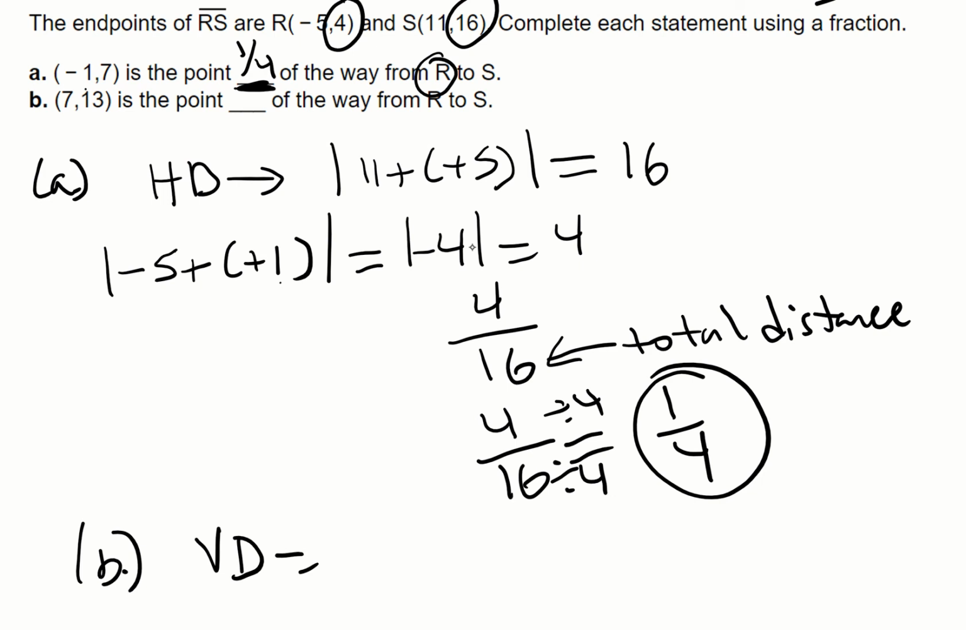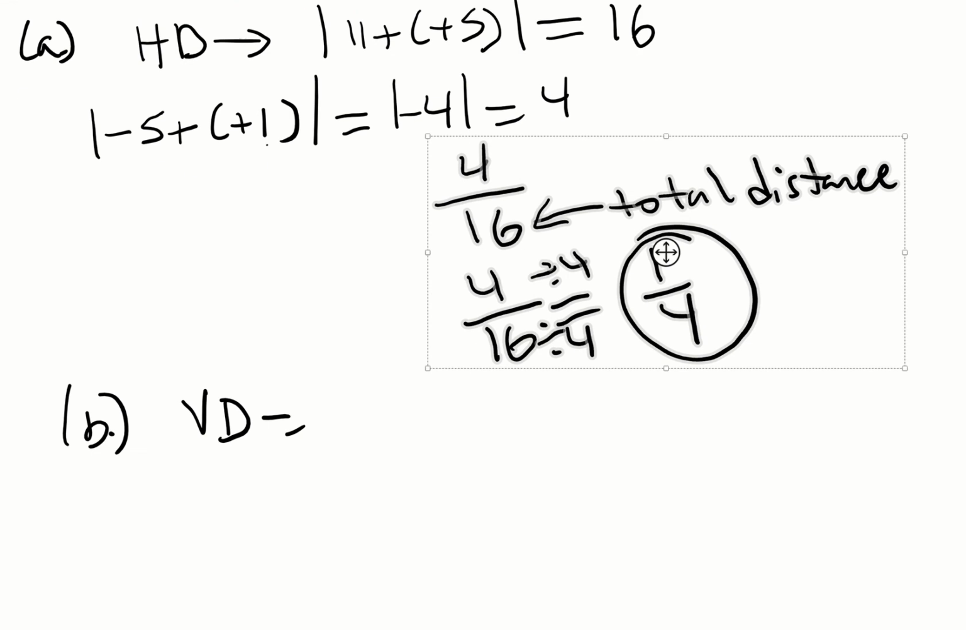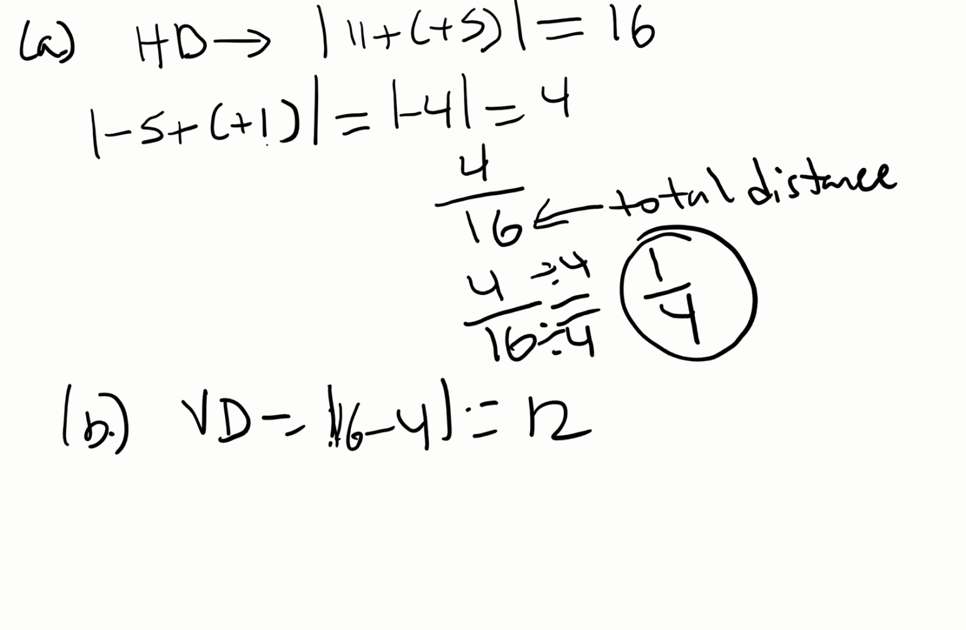So like I said, I'm just doing this so that I can show you that you can use the Y's. Remember, the vertical distance from 4 to 16, you just have to subtract them, right? So it's going to be 16 minus 4, absolute value, which is just 12. So the vertical distance is 12.